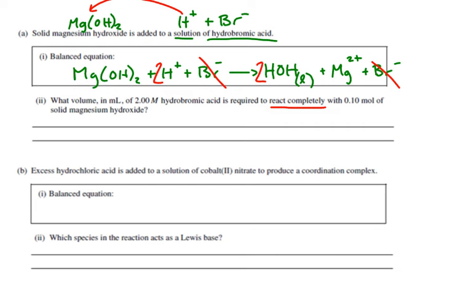Let's see how they did this, because it's interesting. It's about mole ratios. So technically the Br would have a 2 as well. You always want to end with what you're being asked, so I want to know the volume of this. So I need to start with the 0.1 mole of solid magnesium hydroxide. If I have 0.1 mole of that, how do I get to the other one? So what's the first step? What do you think?